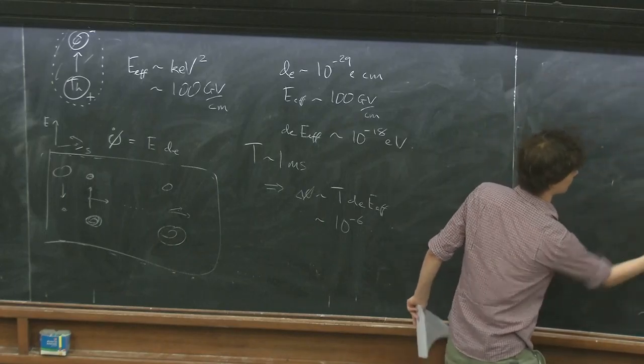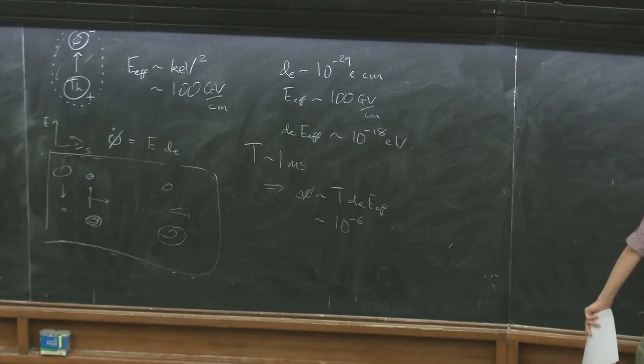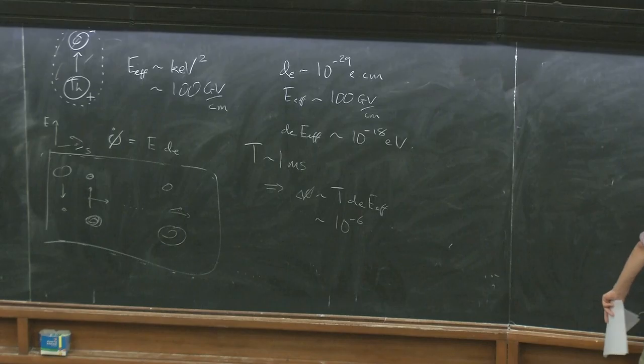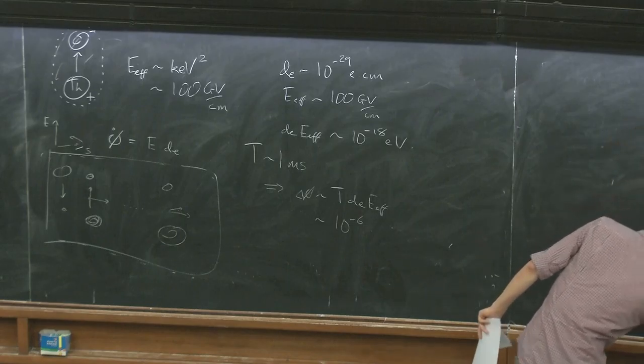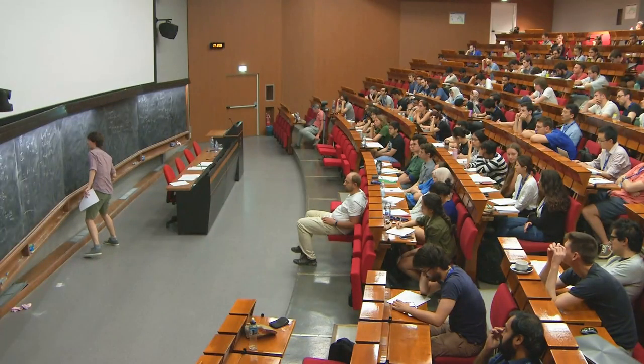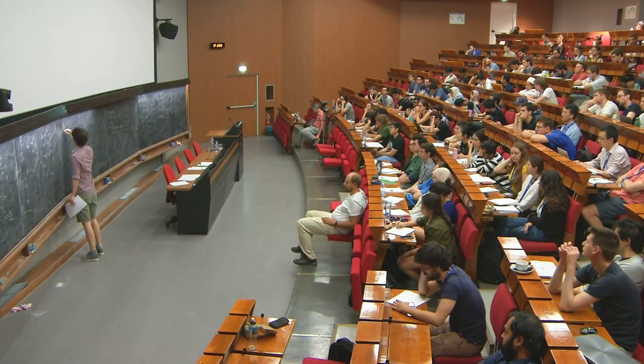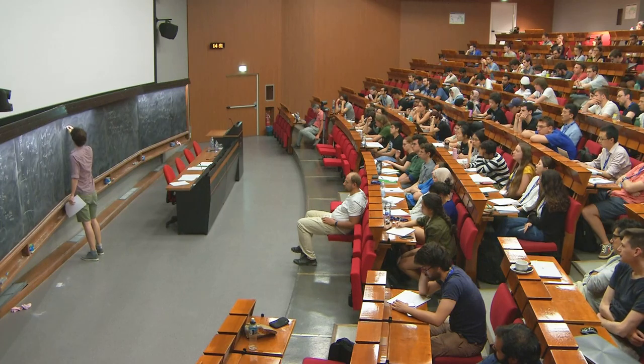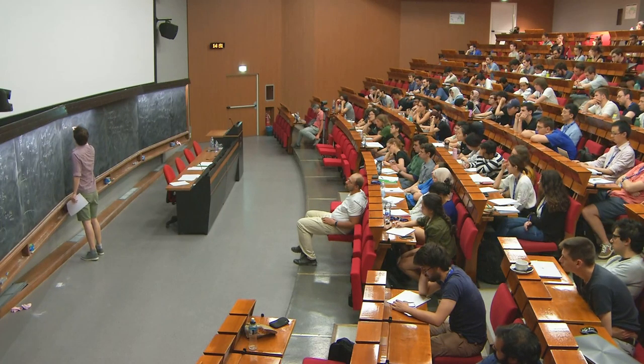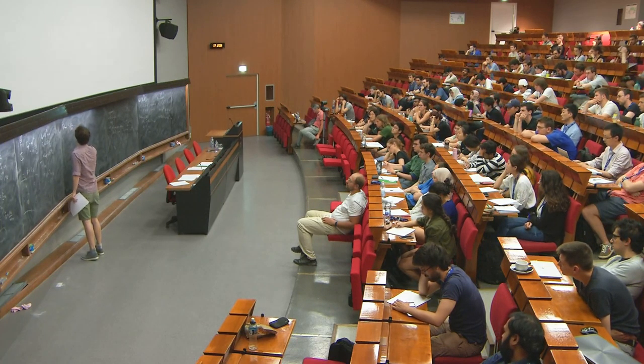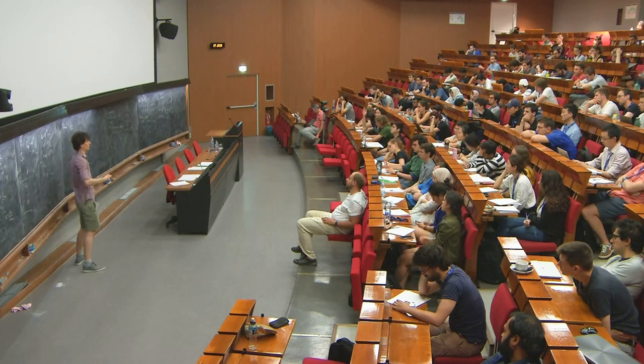If you have the same experiment done on many, many molecules, then in the usual way, the error on the phase that you can measure goes as 1 over the square root of the number that you do.